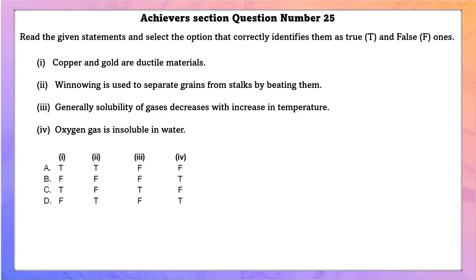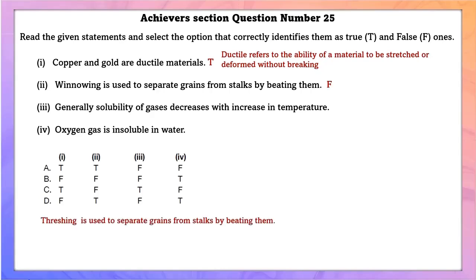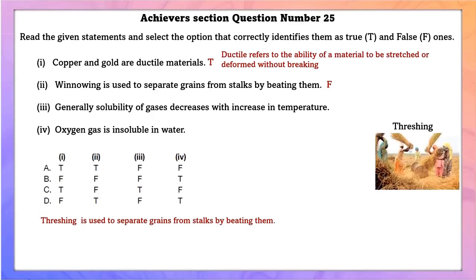Achiever section question number 25. Read the given statements and select the option that correctly identifies them as true and false ones. Copper and gold are ductile materials. True. Ductility refers to the ability of a material to be stretched or deformed without breaking. Winnowing is used to separate grains from stalk by beating them. False. Threshing is used to separate grains from stalk by beating them.